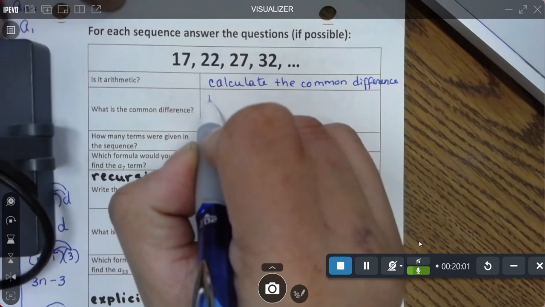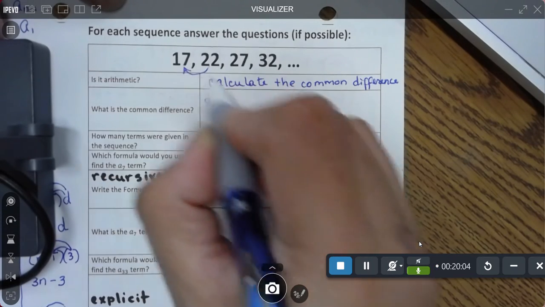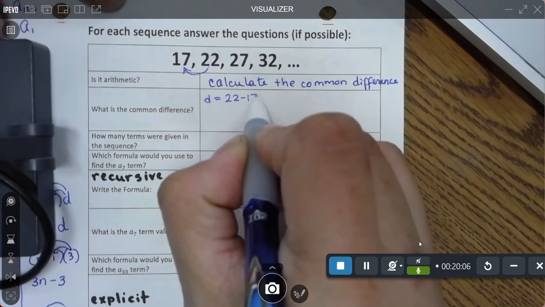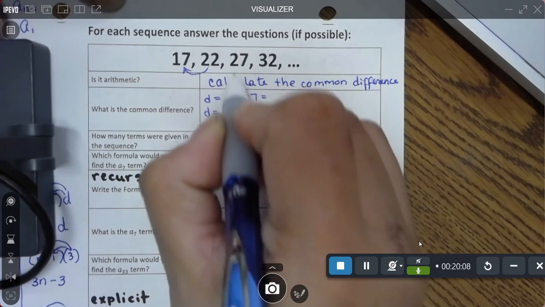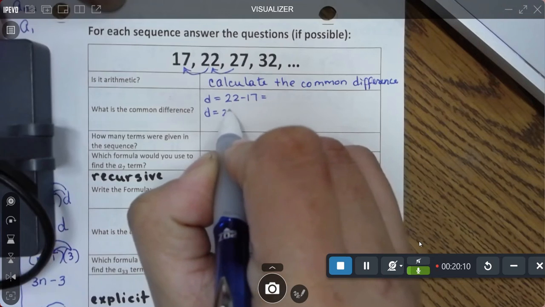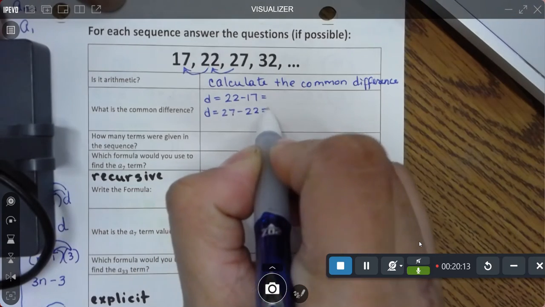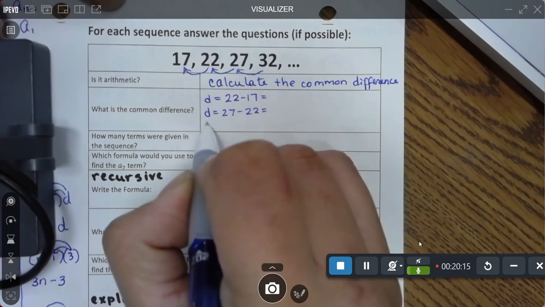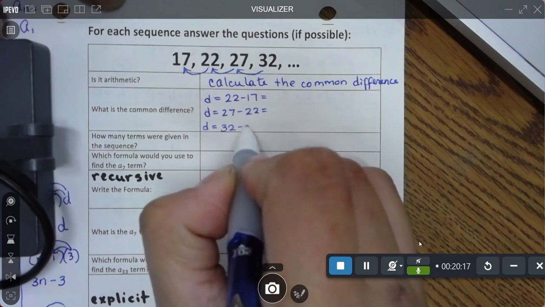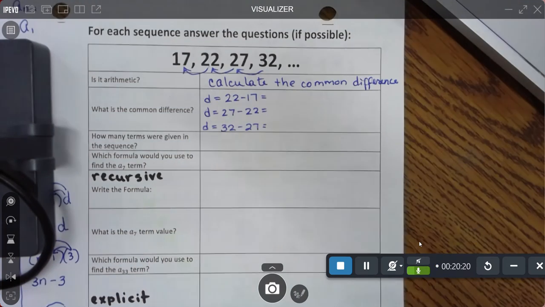All right, so here you go. 22 minus 17. And then 27 minus 22. And then 32 minus 27. All right, you're on your own. Use that calculator. Your own calculator. Don't be stealing calculators from somebody else. Finish calculating.